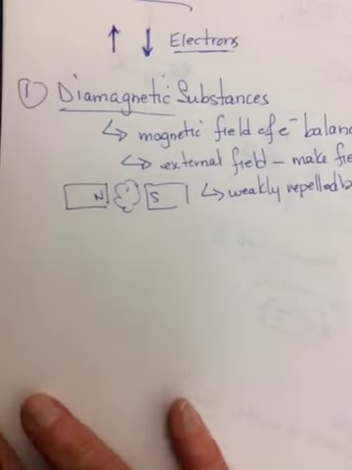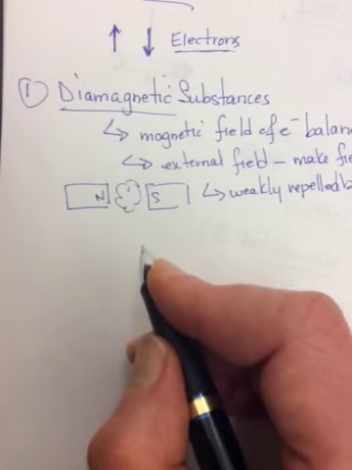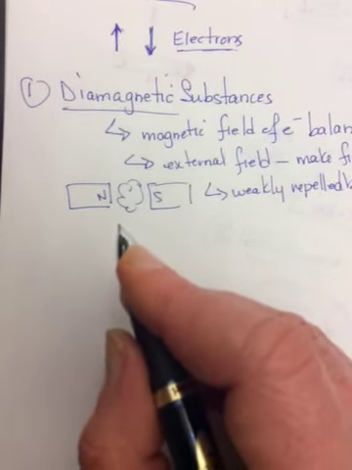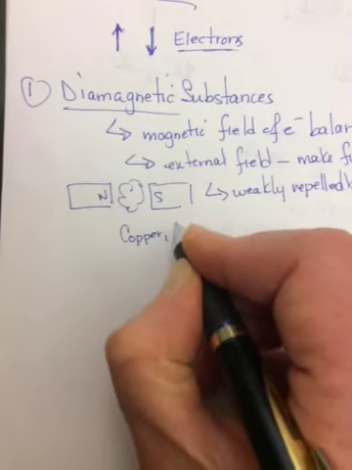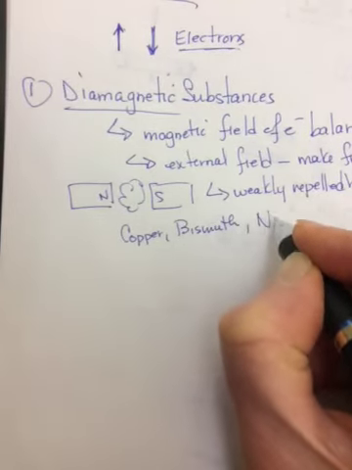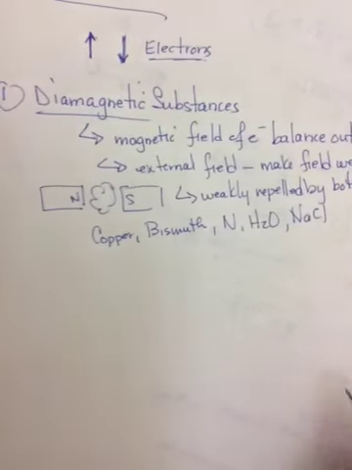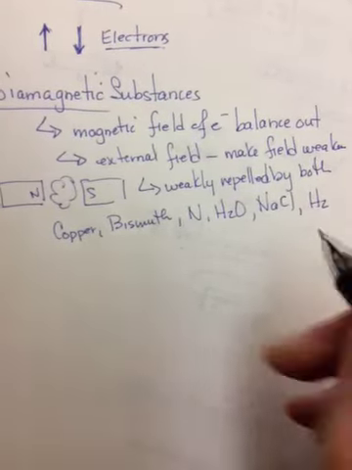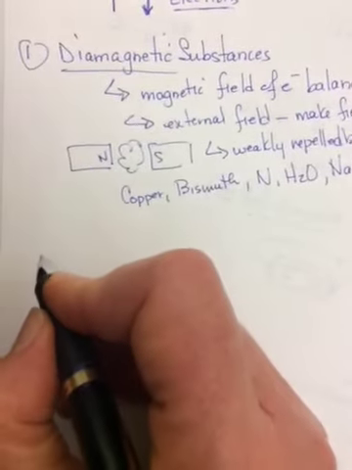Examples: copper, bismuth, nitrogen, water, salt, hydrogen gas, and all noble gases are all diamagnetic substances. There's more, I was just giving you a list of some.